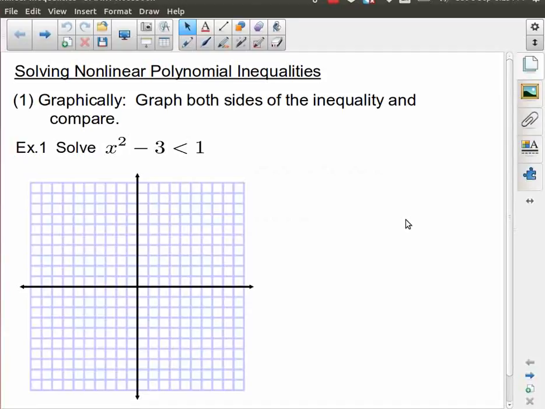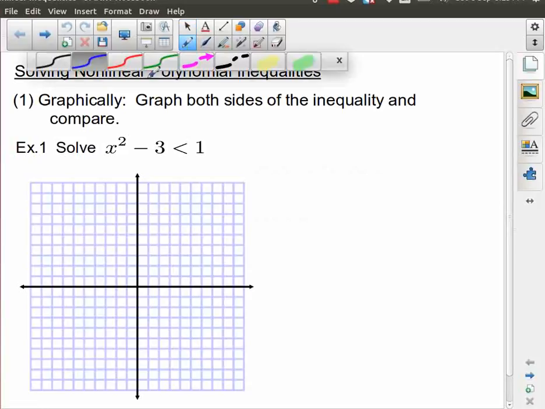In our previous lesson, we looked at linear inequalities, so it makes sense that the next step from there would be looking at nonlinear inequalities. As we did before, we're going to start by looking at this graphically. And in this case, I have the inequality x squared minus 3 is less than 1.